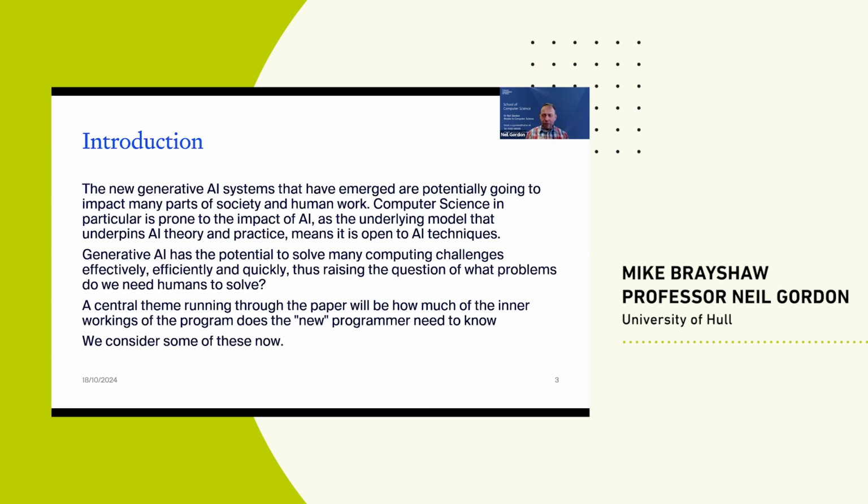So for wider context, and I think a lot of it's covered in the previous speaker, these systems are changing many parts of society and human work. I think computer science is particularly prone to this, partly because the underlying models that these AI systems use map well onto the technologies we use as computer scientists, as programmers. The way we develop and create a large language model for programming, the stats involved in that, echo the programming and the computational science that underpins programming in general.